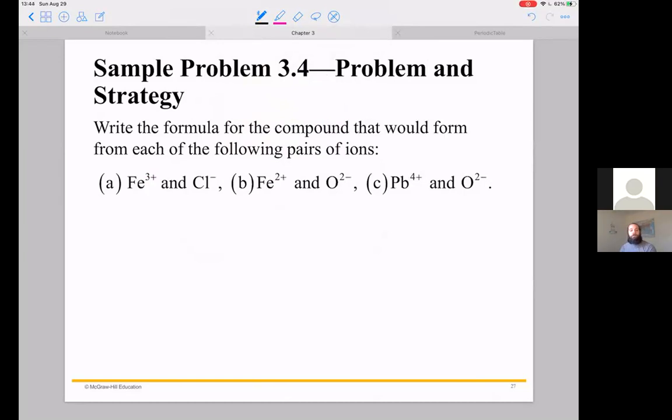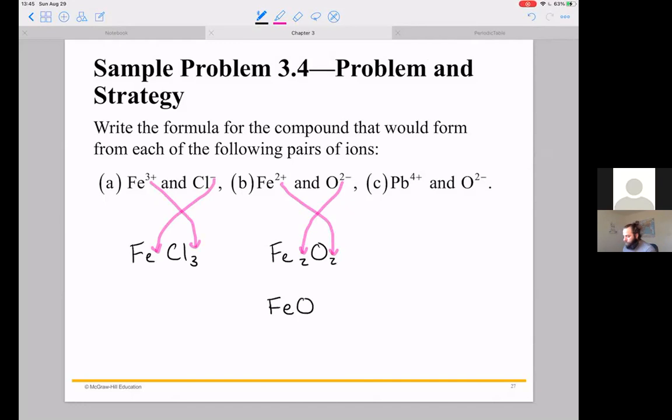So if I want to do an ionic compound between iron with a 3+ charge and the chloride ion, which always has that -1 charge, I'm going to start by just writing my molecular formula and then cross. So this would be FeCl3. What about iron with a 2+ charge and oxygen? Same sort of idea. This 2 comes down here, this 2 comes down here. But what do I do in such a situation where I can reduce it further? Just like we do with fractions, I'm going to reduce it to just FeO.